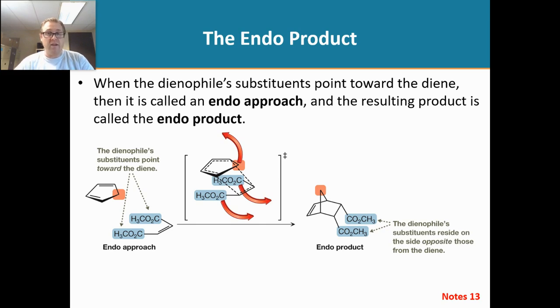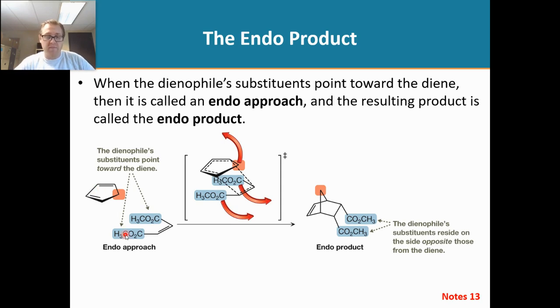Now, let's take a look at the endo. How do endo products form versus exo products? And it all has to do with the approach of the dienophile. So in an endo approach, do you see how the electron withdrawing groups on the dienophile are underneath the diene? Right? So as that approaches, the electron withdrawing groups right here are approaching the diene.